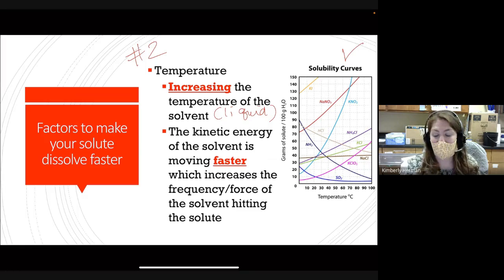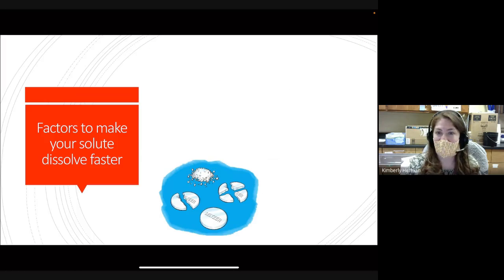If we look at the curve here, as temperature increases, we see most of them become more soluble. There's only a few that we see going down, which would be HCl, NH3 and SO2, which all of those are covalent ones. So maybe there's a pattern there for it. So if we're looking at factor number two, if we increase the temperature of our solvent, we can dissolve more solute in it, or faster.